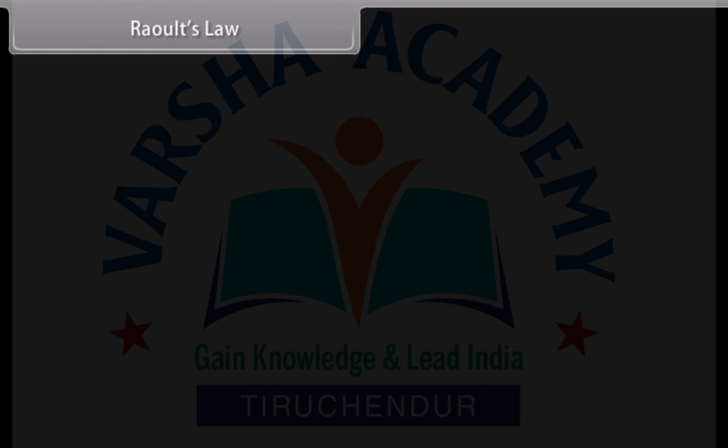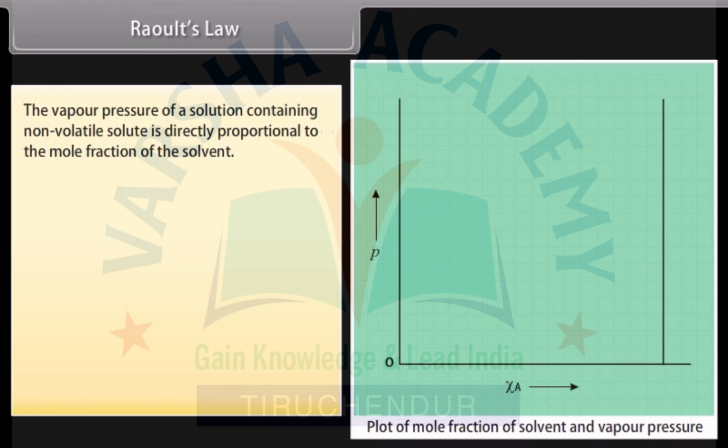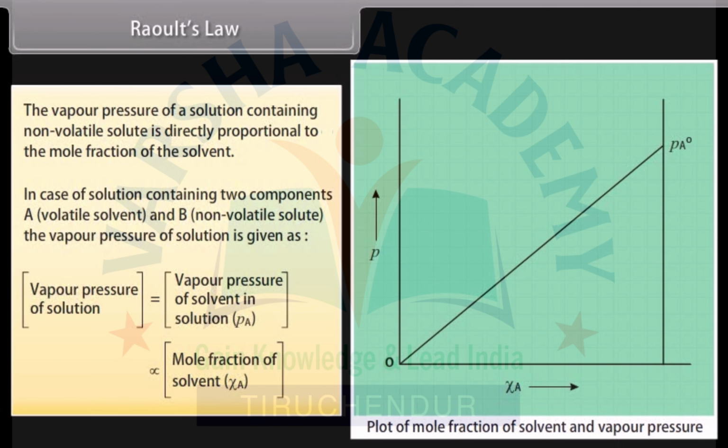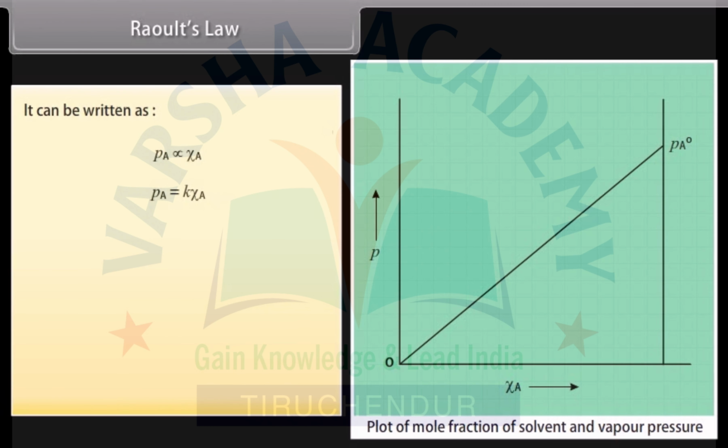Raoult's law. The vapor pressure of a solution containing non-volatile solute is directly proportional to the mole fraction of the solvent. In case of solution containing two components, volatile solvent and non-volatile solute, the vapor pressure of solution is given as PA is equal to K into XA, where K is proportionality constant.